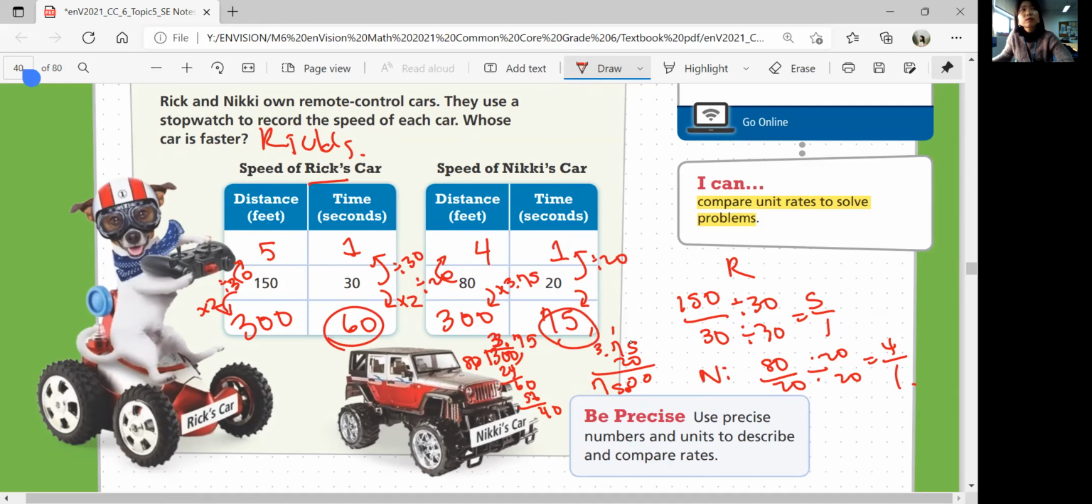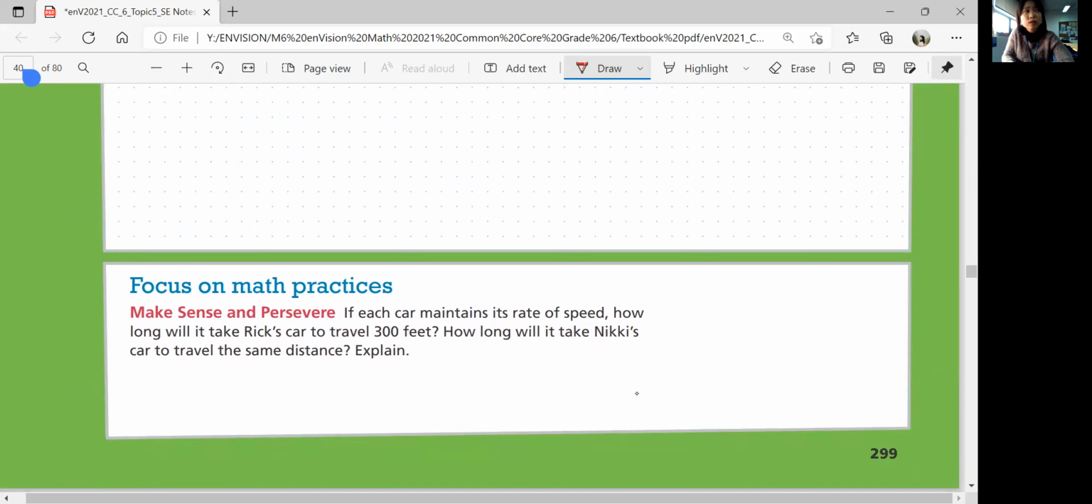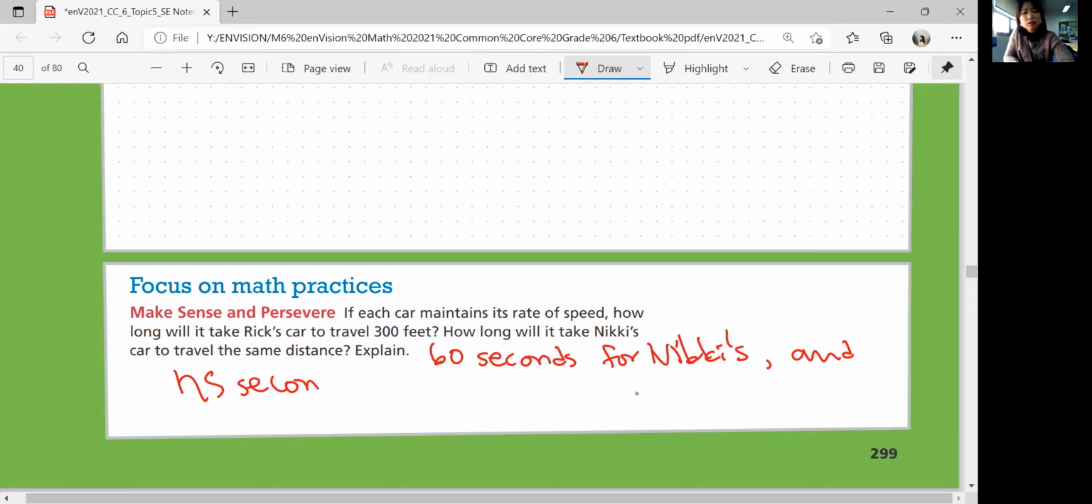60 seconds for Rick's car. Nikki's car takes 75 seconds. So 60 seconds for Rick's, wait, I'm so sorry, 60 seconds for Rick's and 75 seconds for Nikki's.